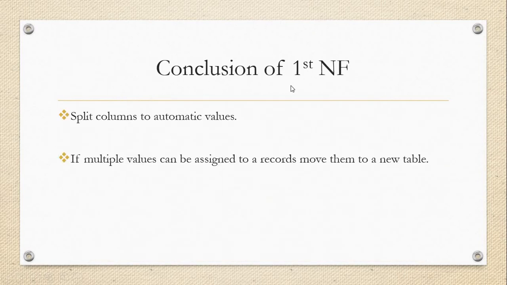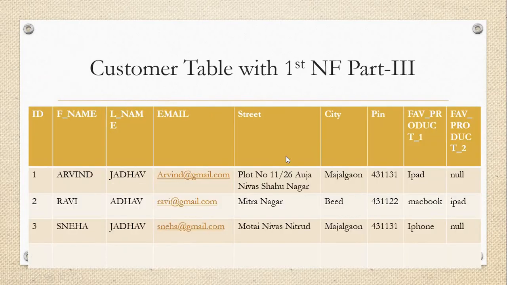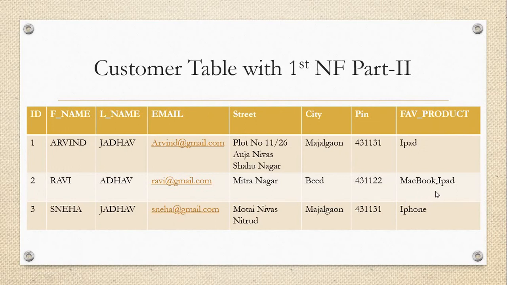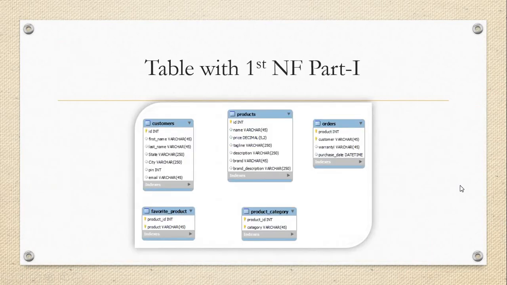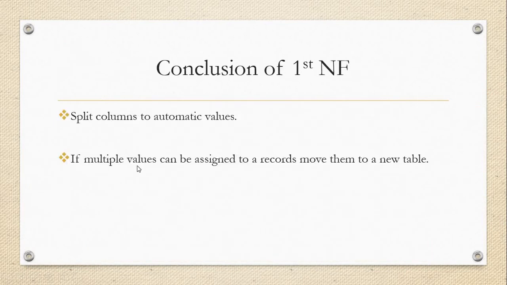The conclusion of first normal form: split columns into atomic values, atomic or unique values. We assumed the name attribute and address attribute, so we need to split those columns into atomic values. And second, if multiple values can be assigned to a record, for example MacBook and iPad, there is a chance we can add a number of values. In that case, move them into a new table.